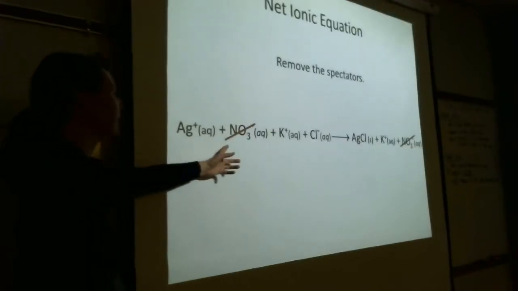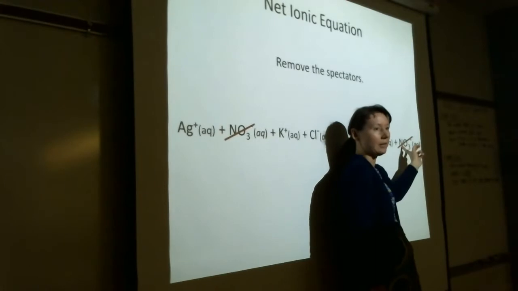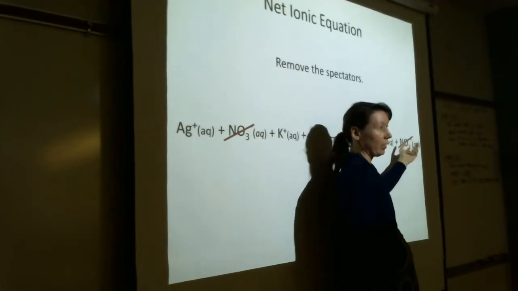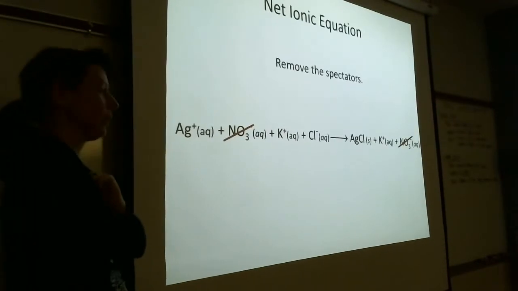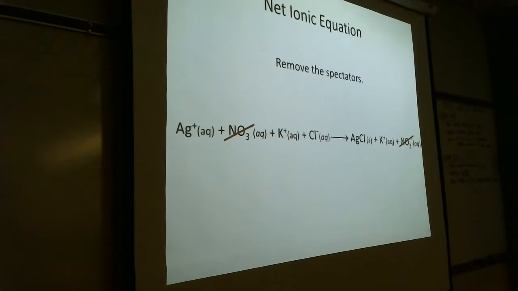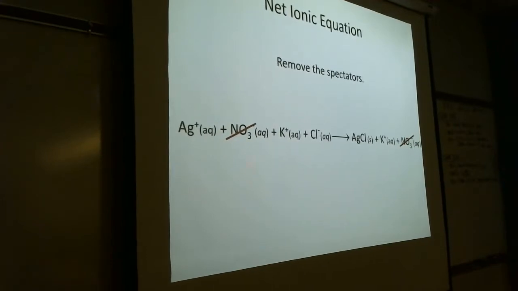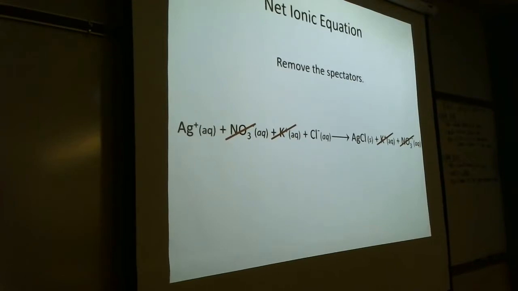If I start out as NO3 minus and I end as NO3 minus, have I done anything? No, right? I'm not doing anything. That's not part of the reaction. It's called a spectator. There's another spectator in here. What is it? Someone identify it? K plus, right? It's just sitting there.